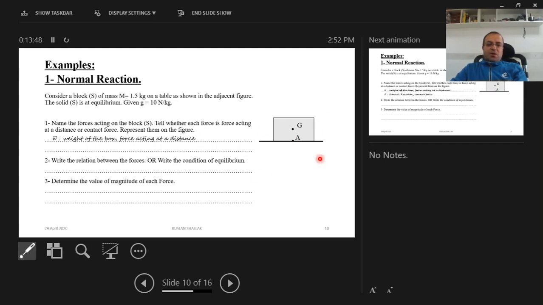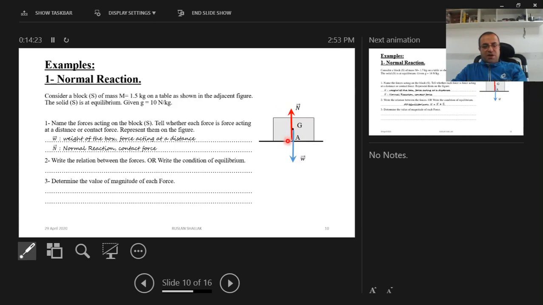Okay? These are the two forces: the weight of the box, which acts at a distance, and here we tell whether each force is acting from a distance or is a contact force. So the weight of the box is the first force acting on the box, a force acting at a distance, and N, the normal reaction of the table, which is a contact force. This is N, the normal reaction of the table.